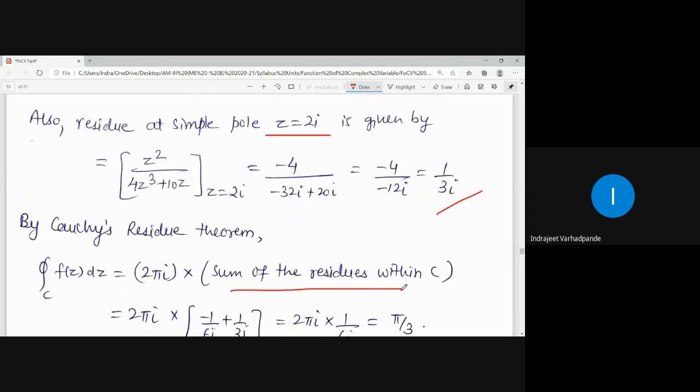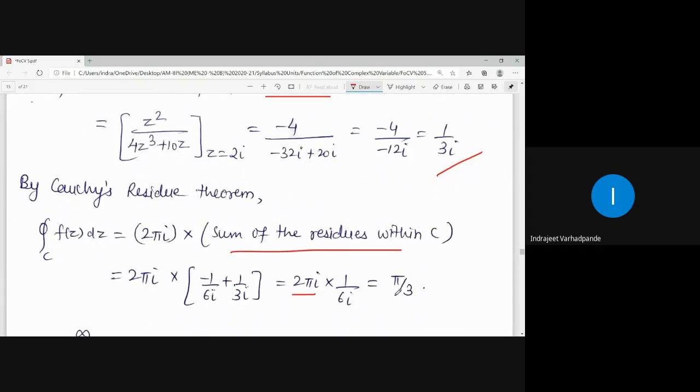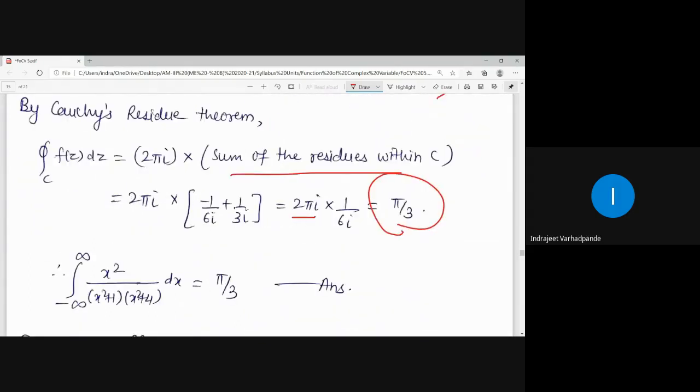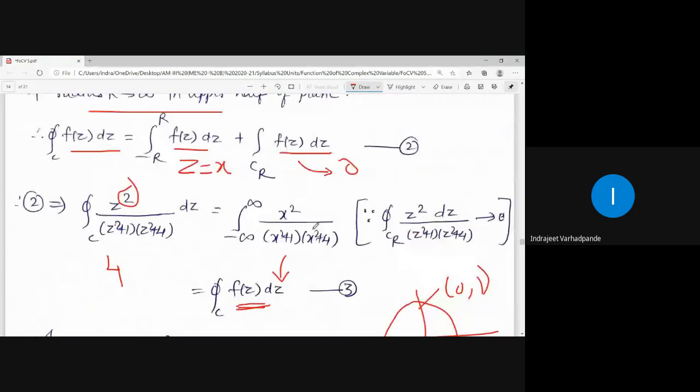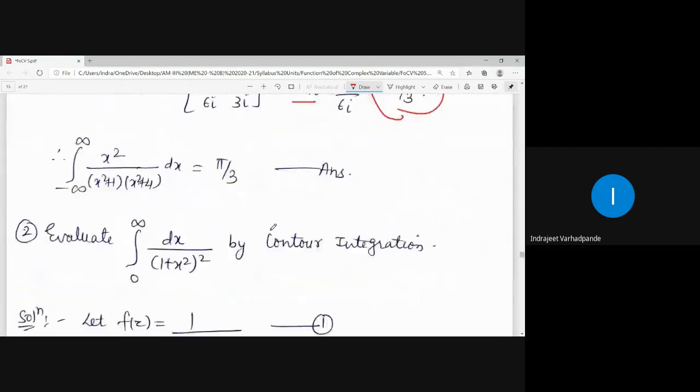Sum of the residues multiplied by 2 pi i. Answer is pi by 3. But what is this pi by 3 the answer of? Integral over closed curve C f of z dz. But what was this actually? This f of z dz was the original question. So ultimately we have calculated the value of the original question, integral minus infinity to infinity x square upon x square plus 1 into x square plus 4 dx as pi by 3. Any doubt?